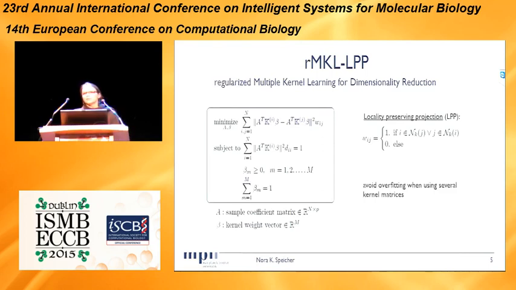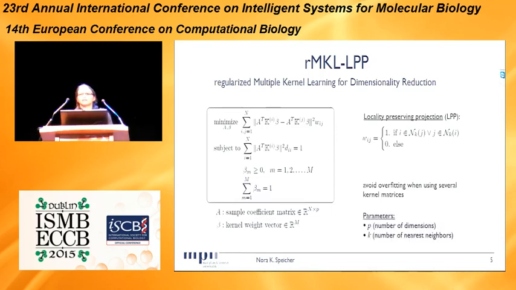When we implemented this, we realized that in certain scenarios, namely when we have a lot of different kernel matrices or a small number of cancer patients or samples, we see instabilities in our results, and this is why we added another constraint that regularizes the kernel weight vector beta in order to avoid these instabilities in that scenario.